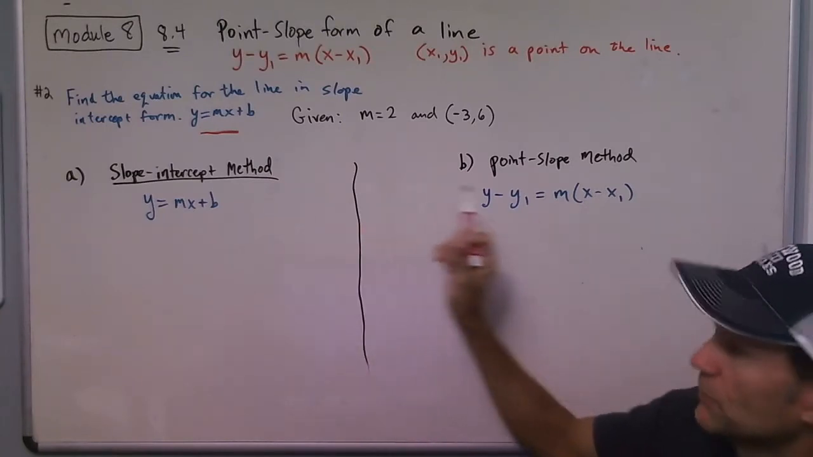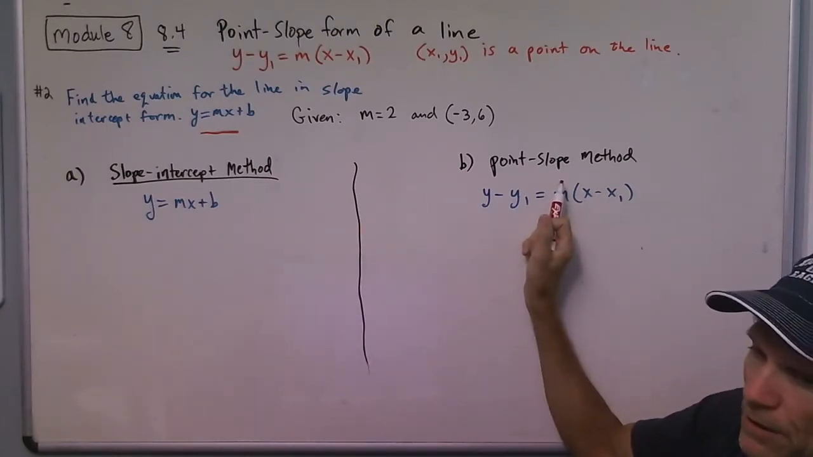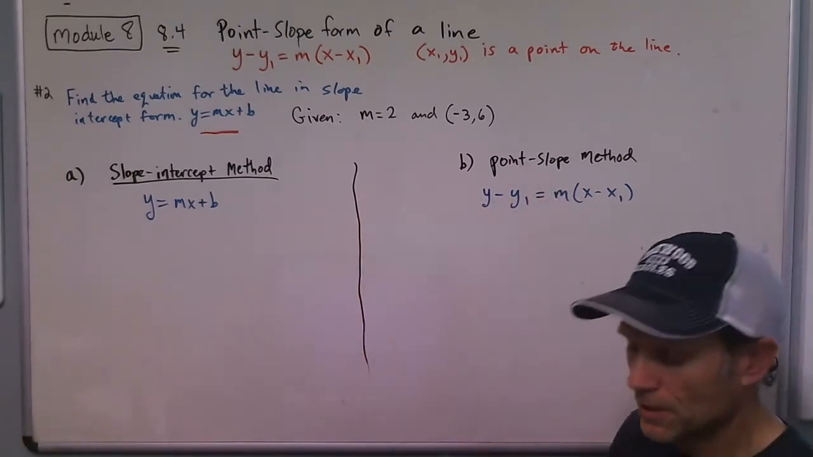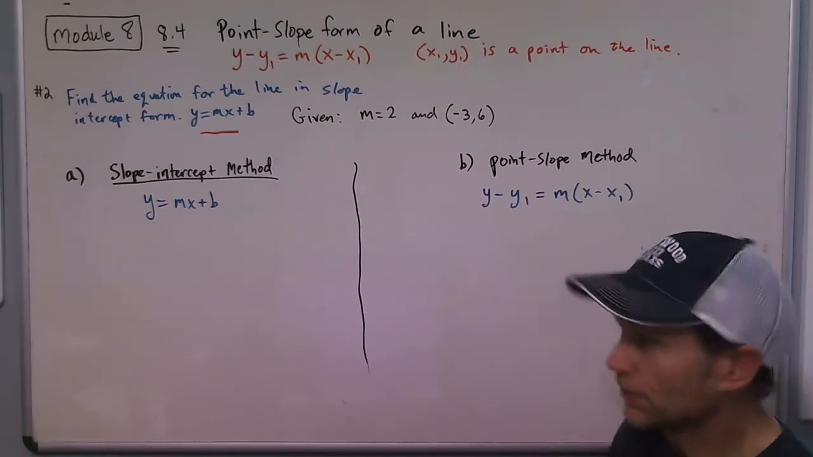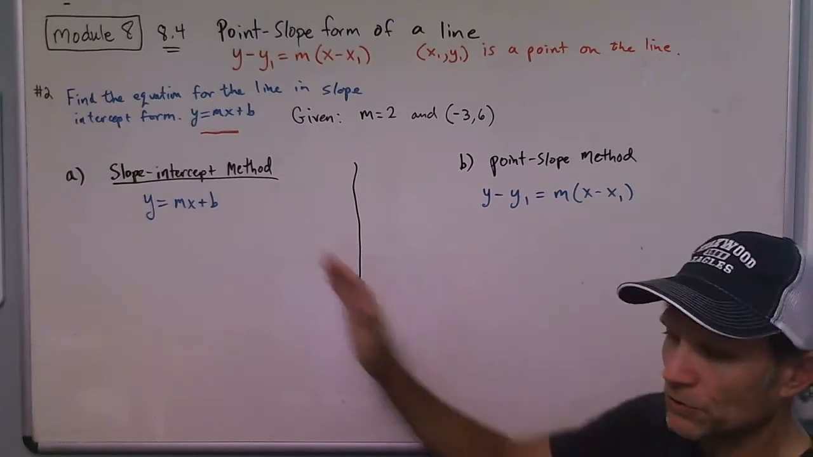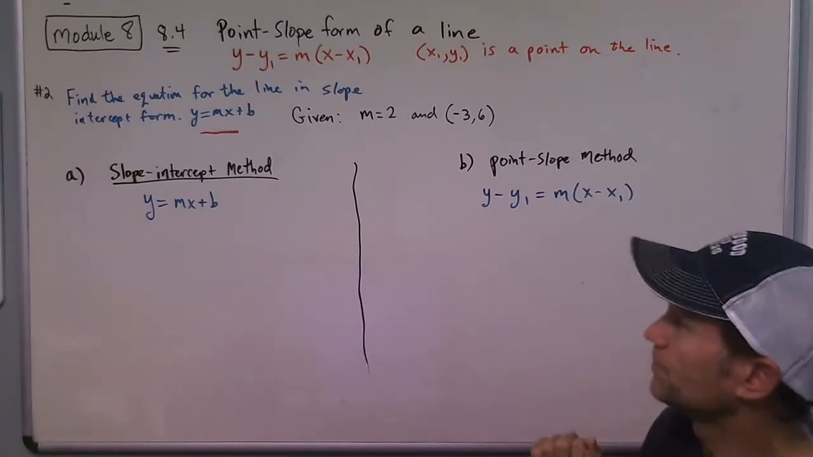But some students like to use the point-slope method to get to this form. So I'm going to try to show you both systems here, both methods for writing the equation of the line. And some of you will like this one, and some of you will like this one.